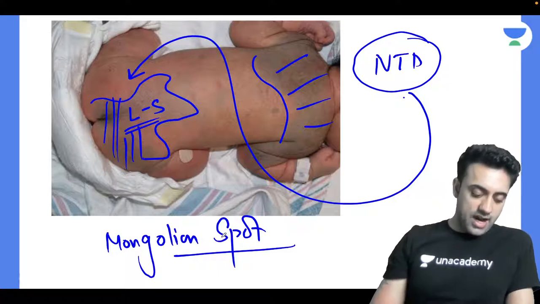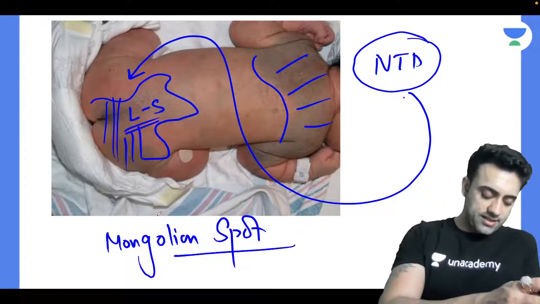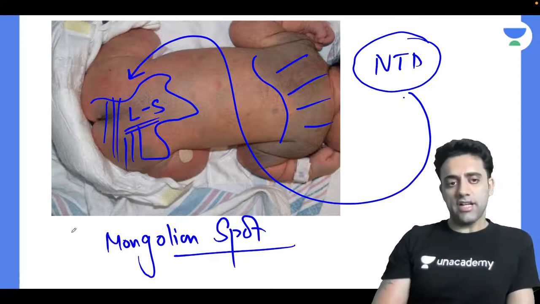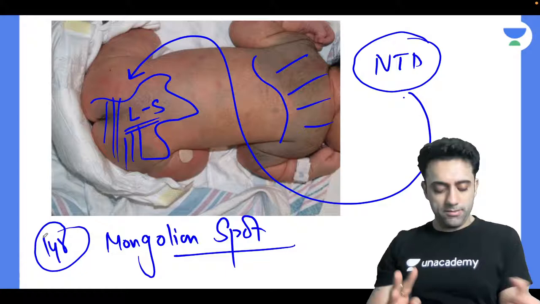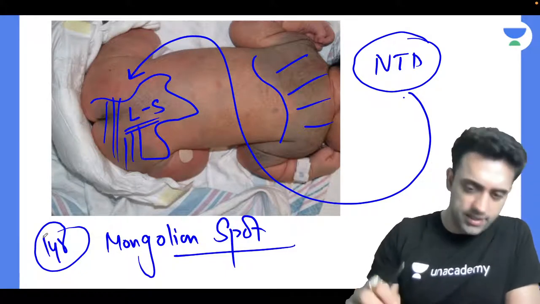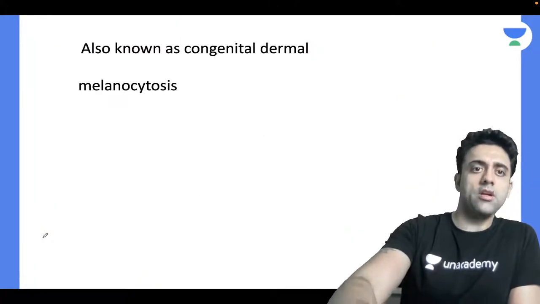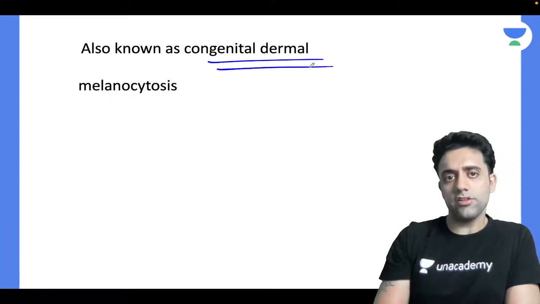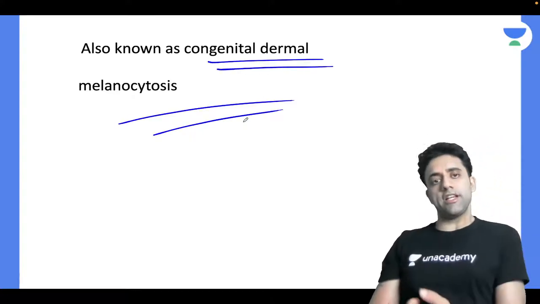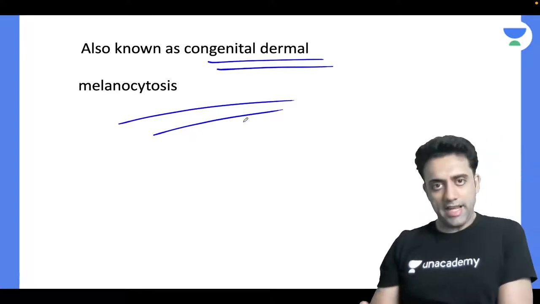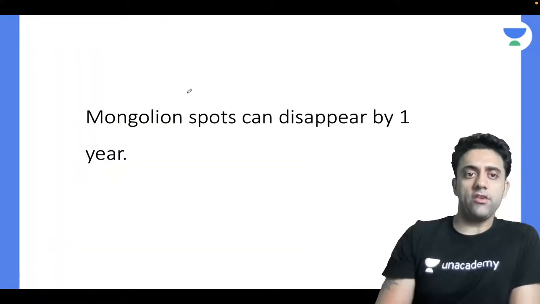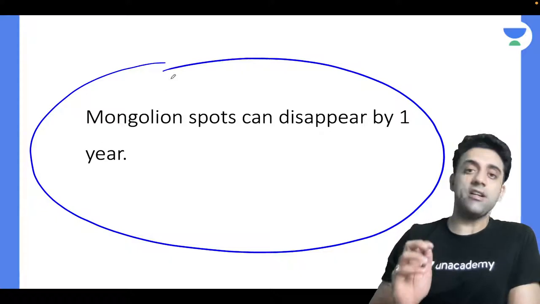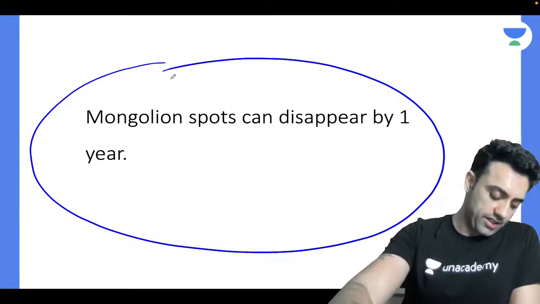Yes, that's true. And does it disappear? Yes, Osama is right. It fades a little, by 1 year it fades. It will not go away completely, it disappears but not completely, but in 1 year it will fade somewhat. Okay, done. Next. And Mongolian spot is also known as congenital dermal melanocytosis. Congenital dermal melanocytosis, that you should know. Very good, important point. Mongolian spot can disappear by 1 year. This is a very important point, that you should know.